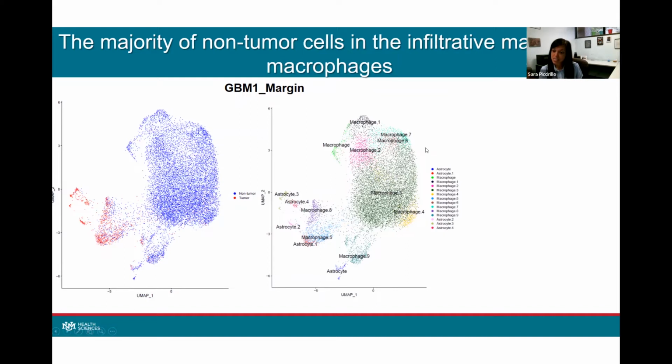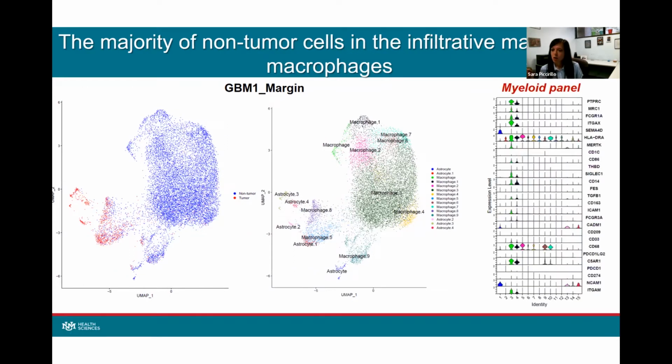And then what we did was to go ahead and look at the expression in each of these cells of specific macrophage markers. And here what I'm presenting to you is the summary of the analysis that we did. We looked at more than 400 markers for this cell population, and here I'm showing some of these markers to you. We looked at the myeloid panel, and as you can see, there is a very heterogeneous distribution of these markers.